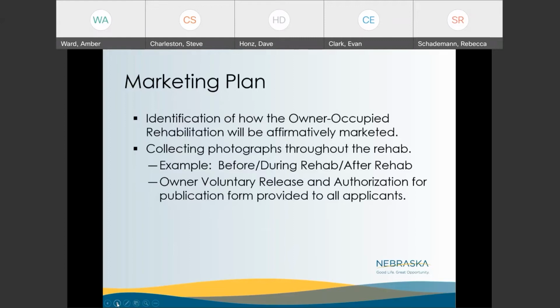And then your marketing plan: how are you marketing it? How will it be affirmatively marketed? Collection of photographs throughout the rehab. Do you have before, after, and during? You should have those. And then a voluntary release and authorization for publication form provided to all applicants. So those are some additional items of owner-occupied rehab program guidelines.